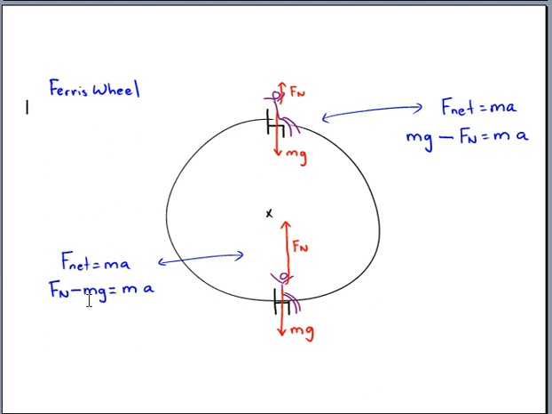So notice that there's a difference here, right? At the bottom it's Fn minus mg, and at the top it's mg minus Fn. And that's critical. You can't put that in the wrong way and expect to get the right answer. You might think, well, I'll just get the right answer, but it'll be negative. No, you won't. You're just going to get some random, bizarre number that's meaningless. So you do have to set that Fnet up correctly.